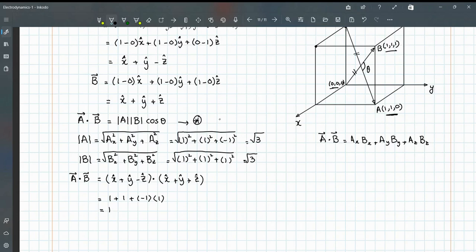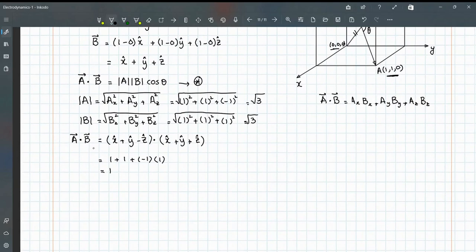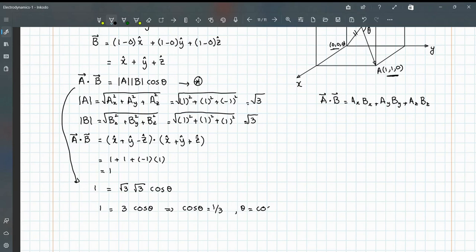Now I'm going to use the star equation and put in all the values we have obtained. From this equation we have 1 equals root 3 times root 3 times cos of the angle. So 1 equals 3 cos theta, or I can write cos theta equals 1 by 3. Or I can write it as theta equals cos inverse of 1 by 3.